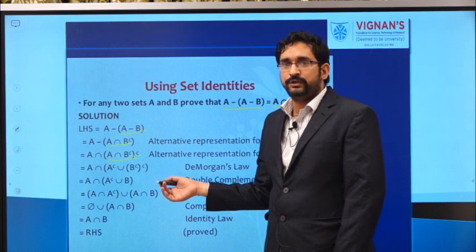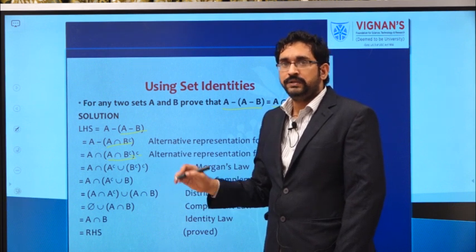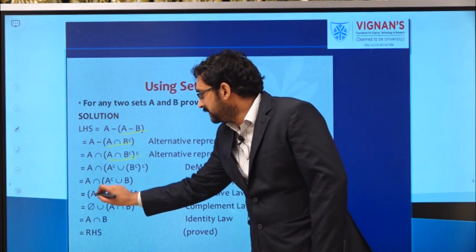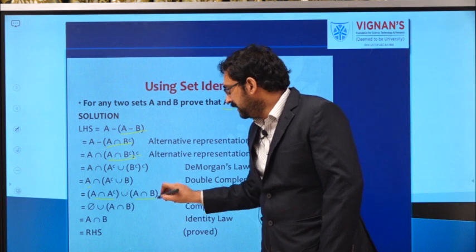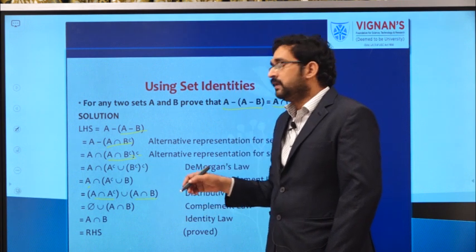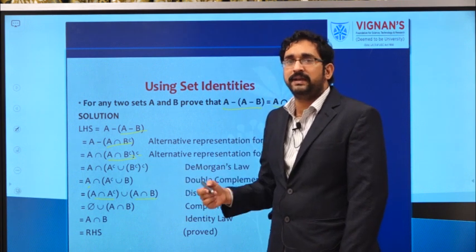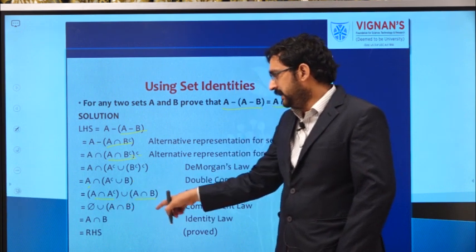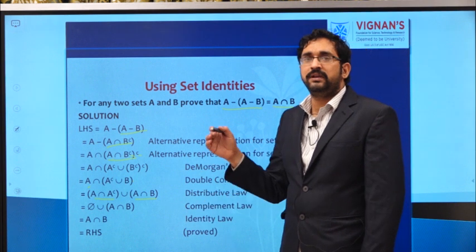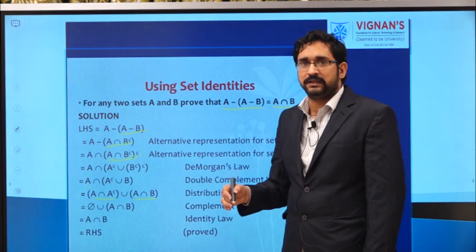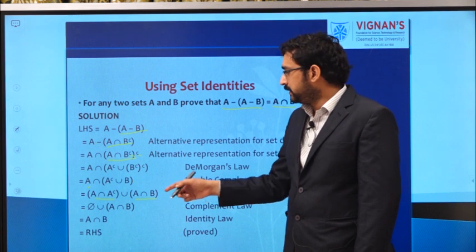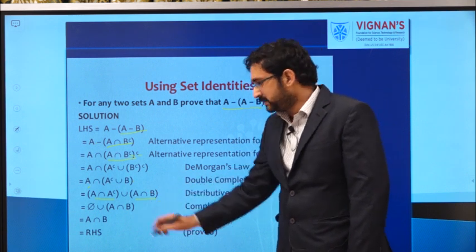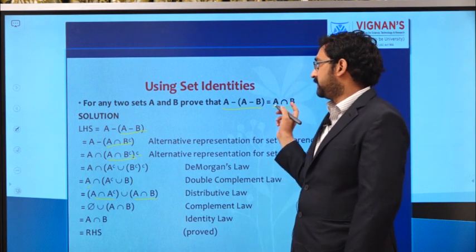So apply the distributive law: A intersection (B union C) equals (A intersection B) union (A intersection C). Apply that formula. So (A intersection A complement) union (A intersection B). We know that A intersection A complement is equivalent to the empty set. So empty set union (A intersection B). We know that union between any set and the empty set is equal to the set. So empty set union (A intersection B) is nothing but A intersection B, which is the right hand side.